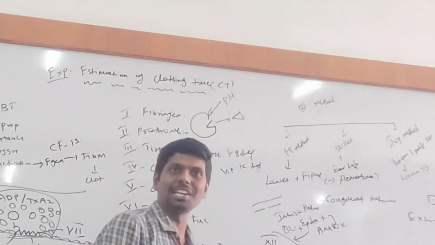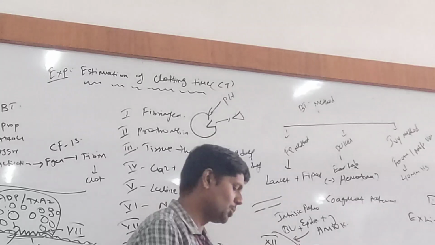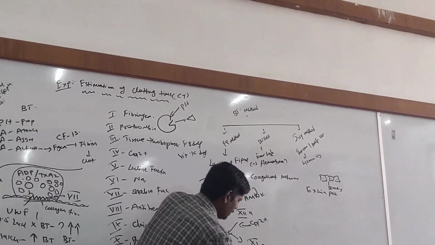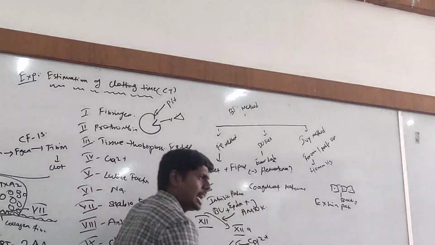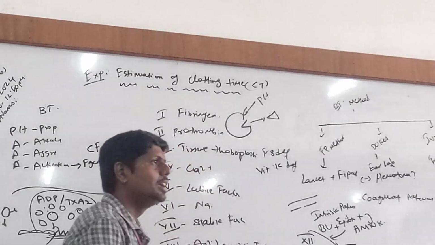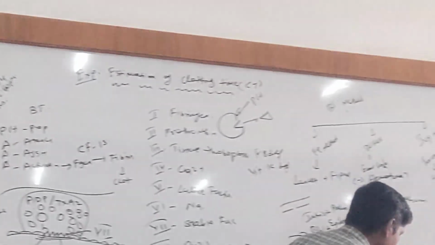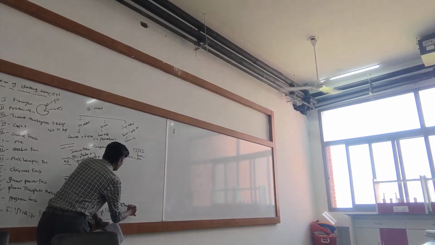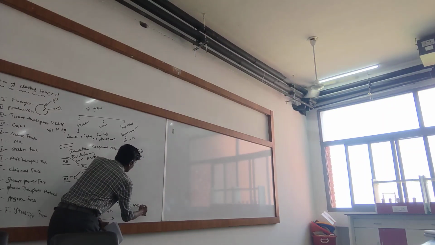Factor 11 converts 9 to 9A. In the presence of these two, we are going to convert 10 to 10A. This 10A is called prothrombin activator, by the way. So 10 to 10A, and this 10A will make something called prothrombin activator.